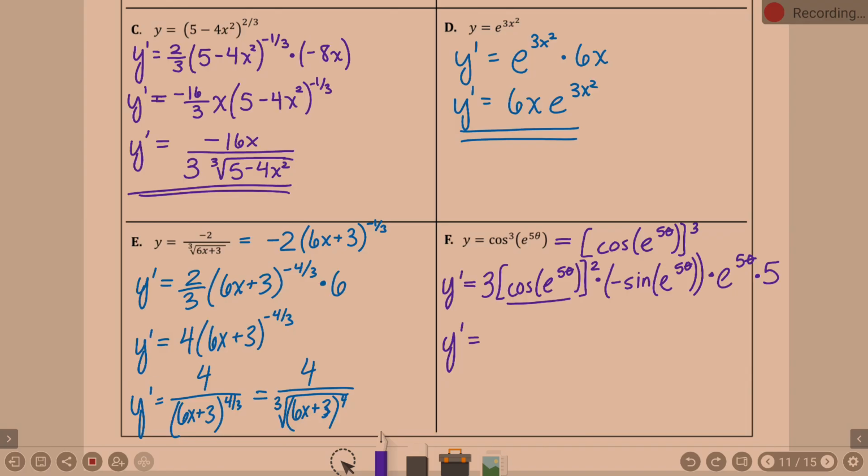In terms of cleanup, there's really not a ton of cleanup that can be done, other than we can put our constants together. And when I talk about putting our constants together, maybe like 15 cosine, and I would go ahead and also take the negative, so you don't have a negative in the middle of everything.